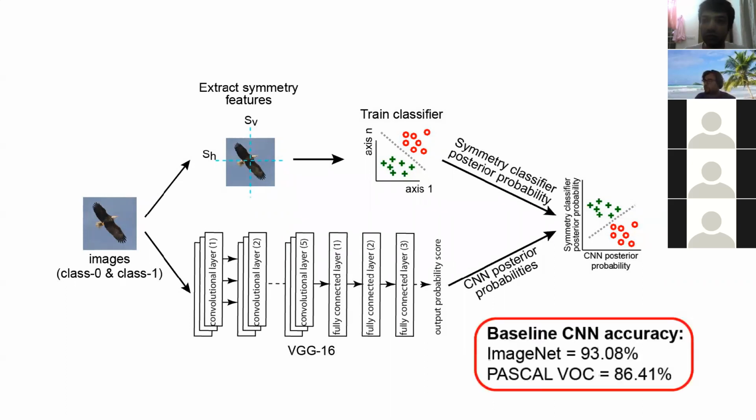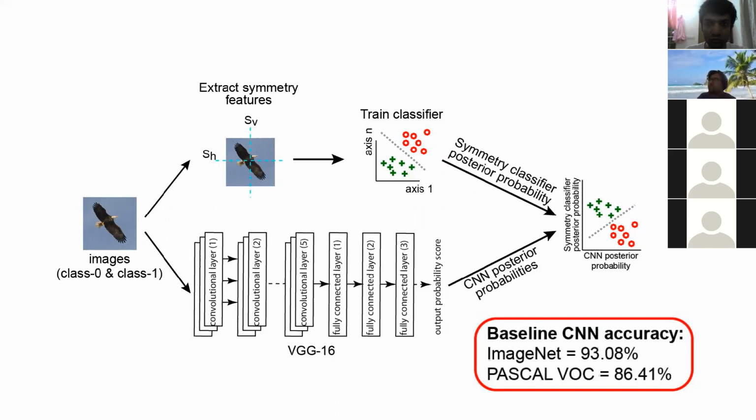So just to give you an idea of what the baseline performances are, we used two data sets, ImageNet and Pascal VOC. The baseline accuracy for ImageNet on VGG16 is about 93%. That's the top-one accuracy. And the Pascal VOC object classification on an RCNN is about 86.4%.